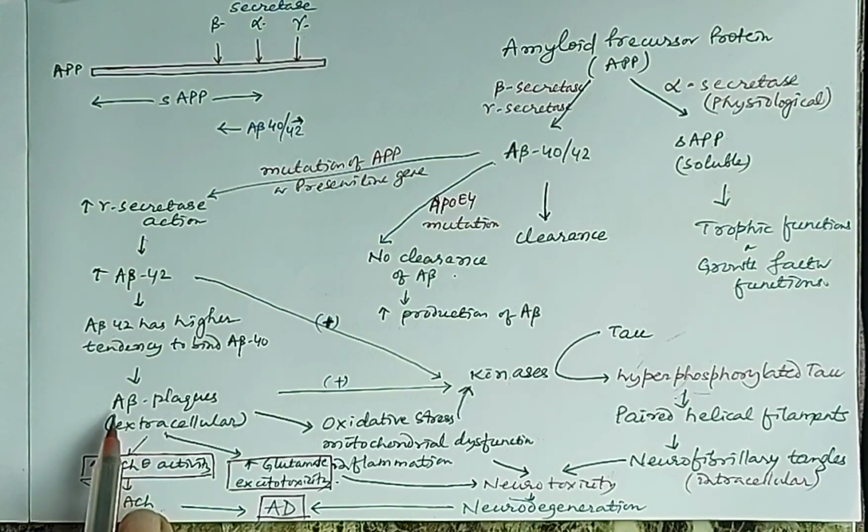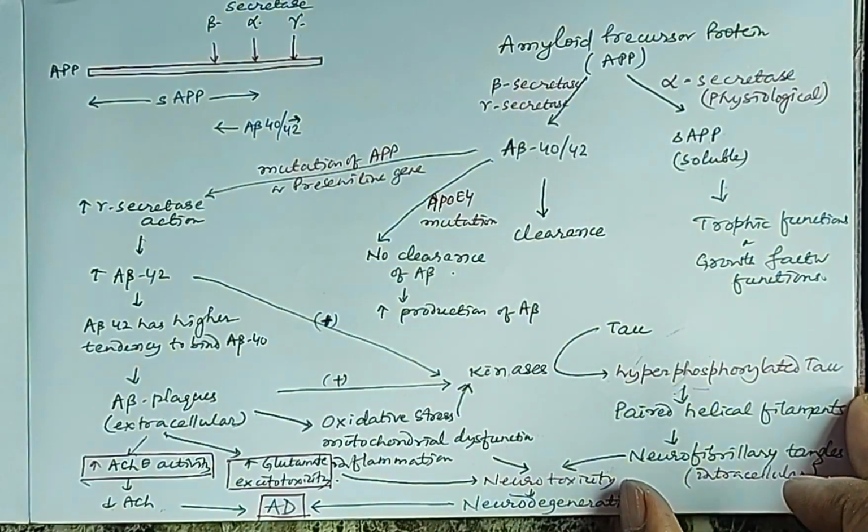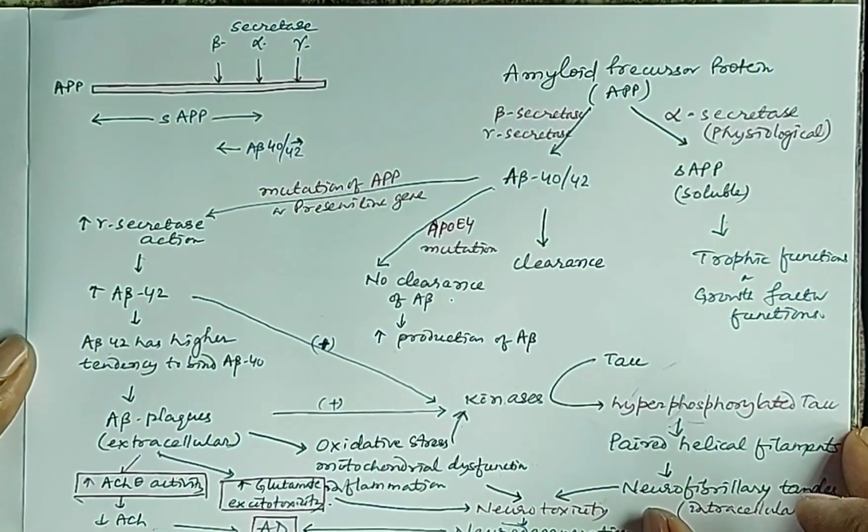Then the amyloid beta plaques also increase the acetylcholinesterase activity, thereby decreasing the cholinergic function, decreasing the level of acetylcholine in the brain. They also increase the glutamate excitotoxicity. So all these lead to neurodegeneration in the hippocampus and basal forebrain. The cholinergic neurons are destroyed, and there will be Alzheimer's disease.